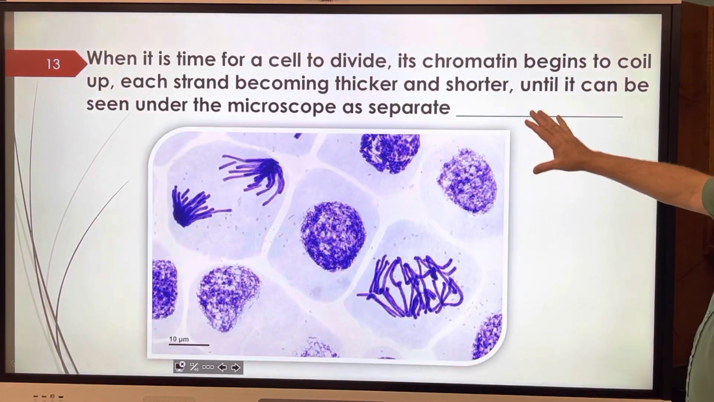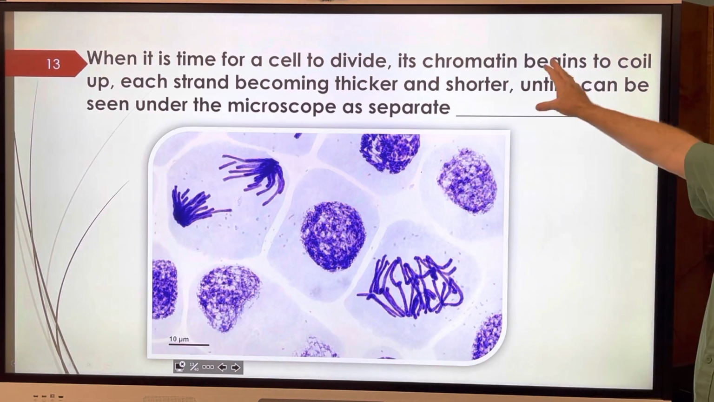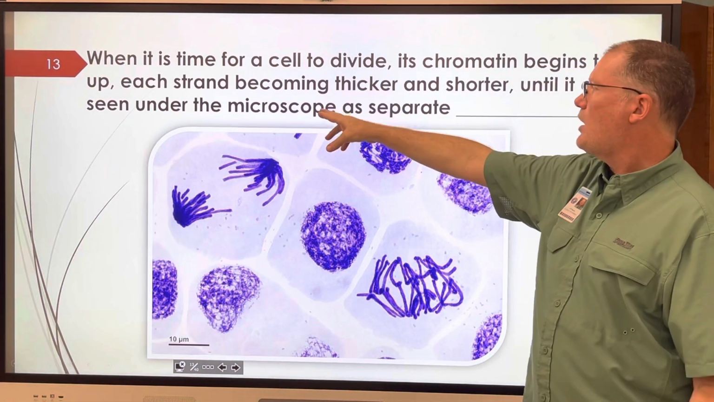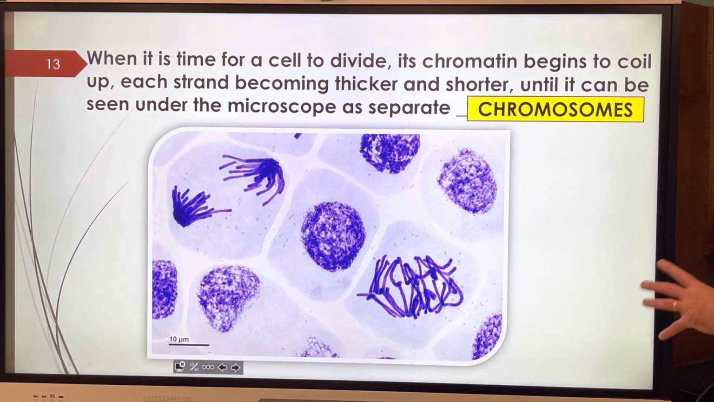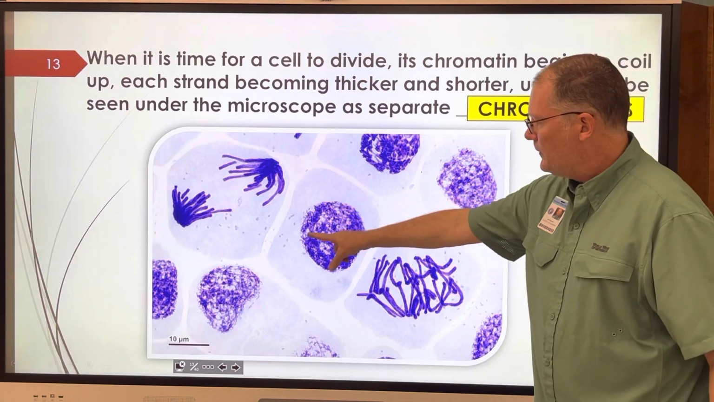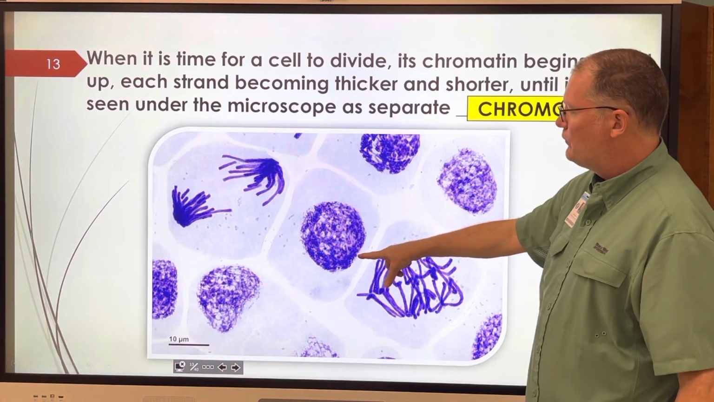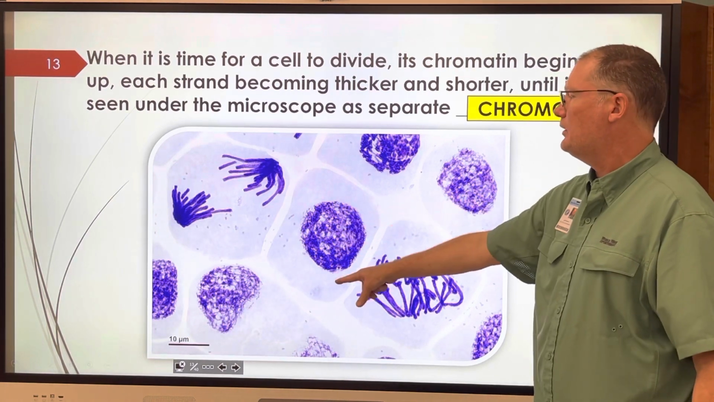And so these are what they look like under a microscope, okay? So the chromatin begins to coil up, each strand becomes thicker and shorter until it can be seen under the microscope, and these things that can finally be seen in the microscope are called chromosomes. This is the nucleus before, this is like the bowl of spaghetti. So this is a cell that's not going through replication.